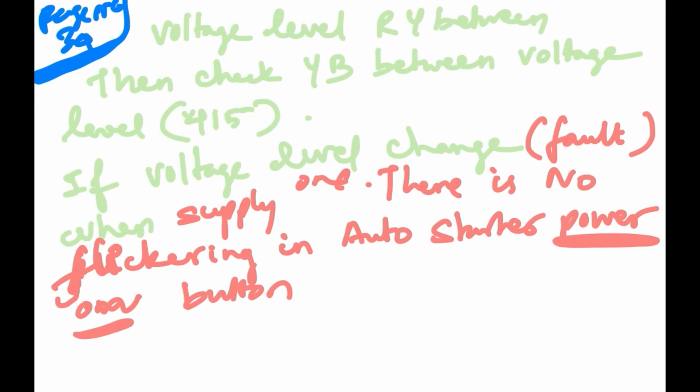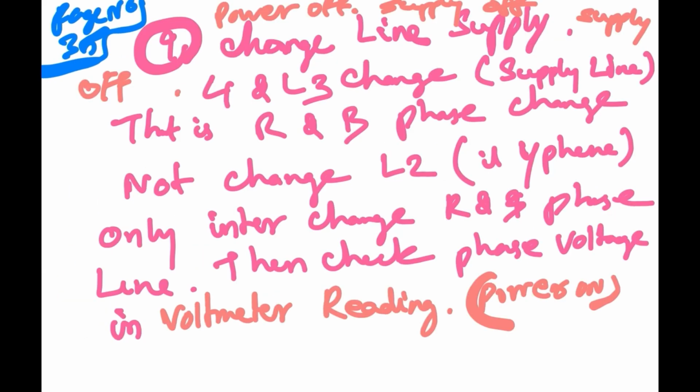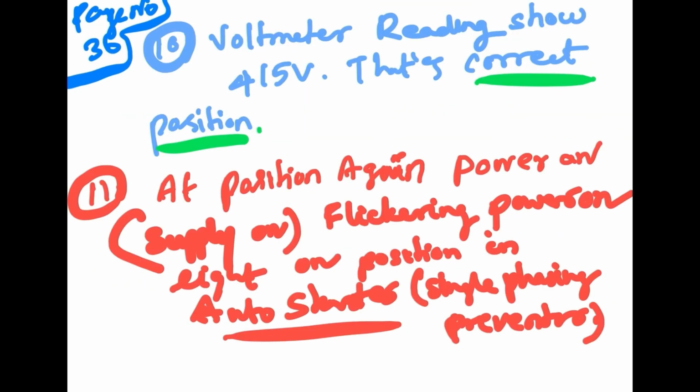When supply is off, there is no flickering in the auto starter. The power on button has no flickering. Switch off the supply. Change the line supply: interchange L1 and L3, that is R and B phase, but do not change L2, the Y phase. Only interchange the R and B phase lines. Then check the phase voltage using the fourth button on the front door voltmeter reading. Power is on. Check the voltmeter reading between RY phases and YB phases, that is 415 volts.